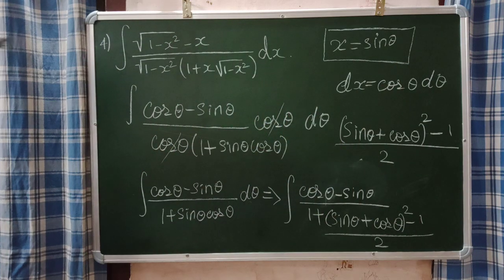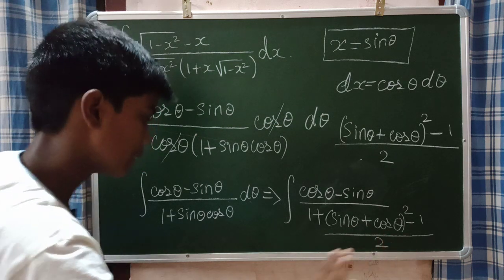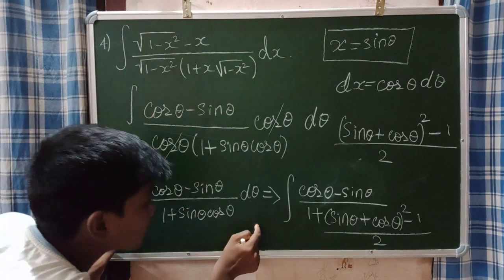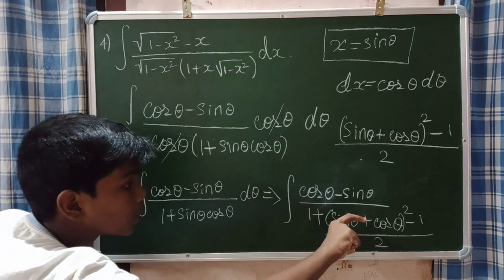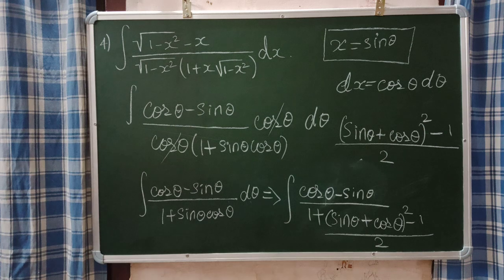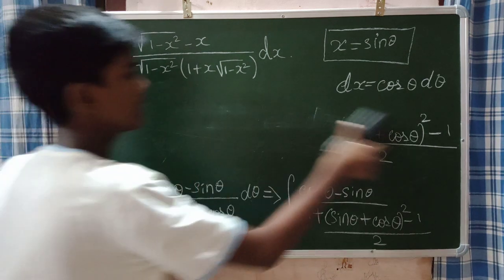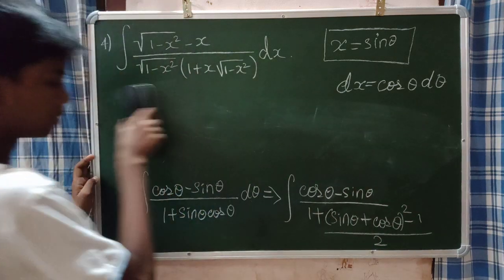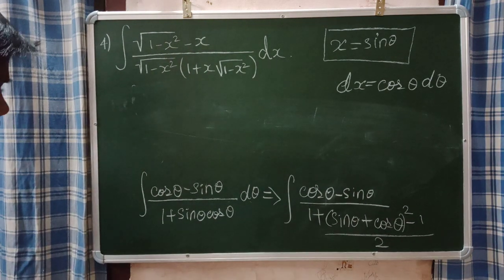So the integration of (cos theta minus sin theta) divided by (1 plus (sin theta plus cos theta) whole square minus 1, by 2). How? By sin theta cos theta. I'm writing this sin theta cos theta in this form using a formula. That's all. So what I'm going to do here guys, I will rub what I wrote earlier.